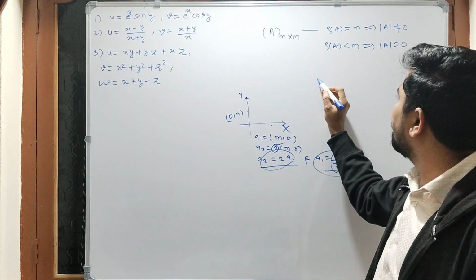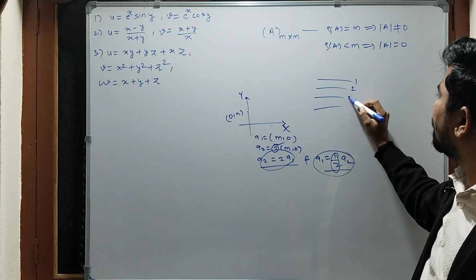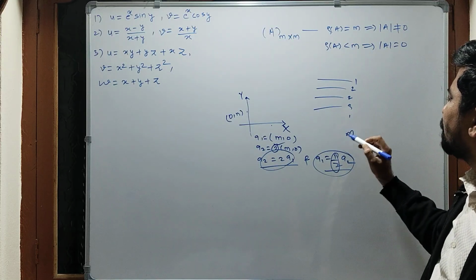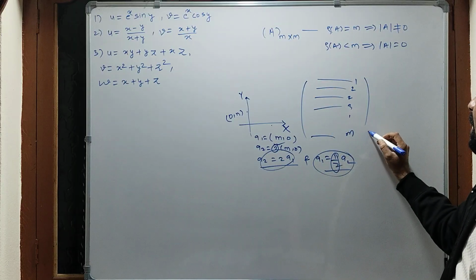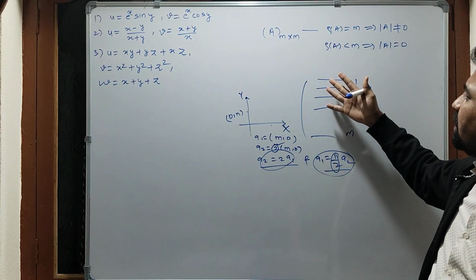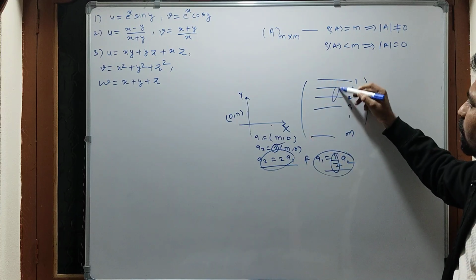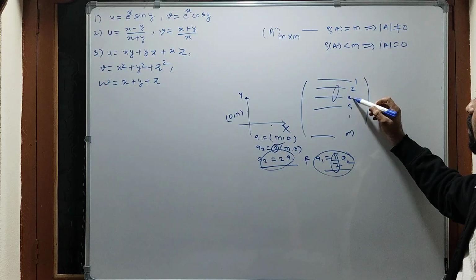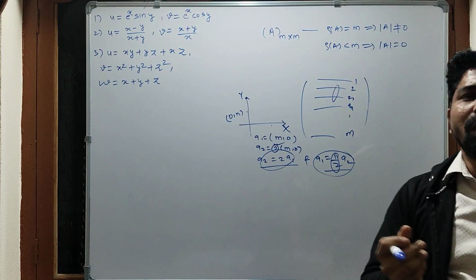So let's say this is your first row, second row, third row, fourth row up to the mth row. So here this is my matrix, with m rows and m columns. So here 1, 2, 3, up to m columns. Here the determinant of my matrix is 0, meaning at least these two rows, row number 2 and row number 3, let's say they are multiples of each other.